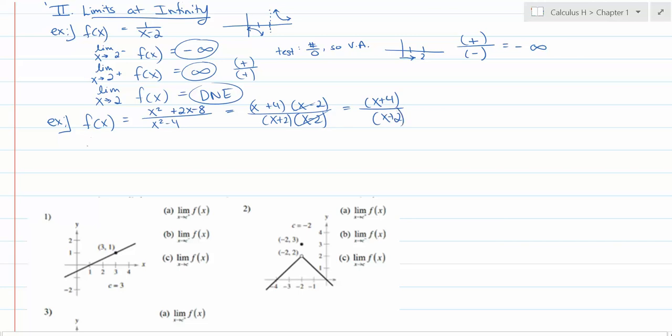Just some notes about the continuity. At x equals 2, we have a removable discontinuity, right? That's our hole. At x equals negative 2, we have a non-removable discontinuity because we actually have a vertical asymptote there.